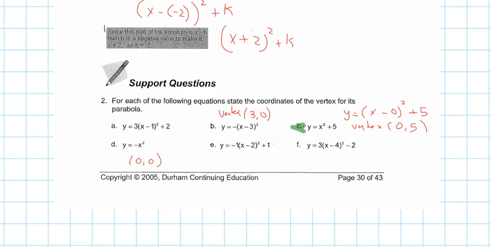Can you tell me what's your vertex for E? 2, comma 1. Yeah. Okay. Which way does it open? Opens down because your A value is negative, right? How about for F? What's the vertex? Right? And then which way does it open?